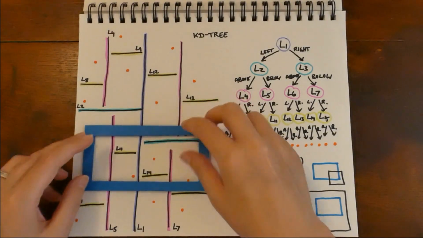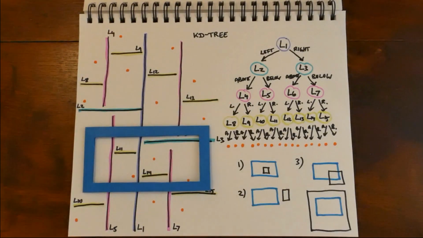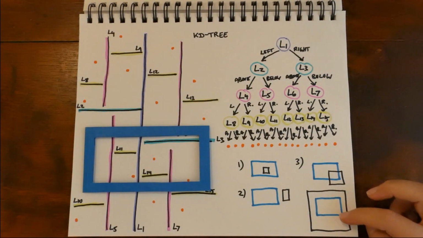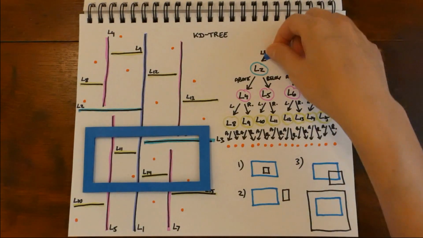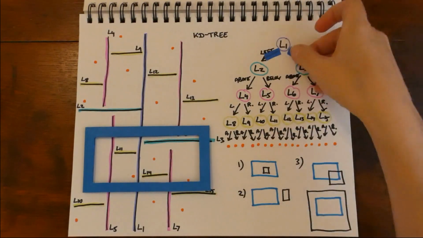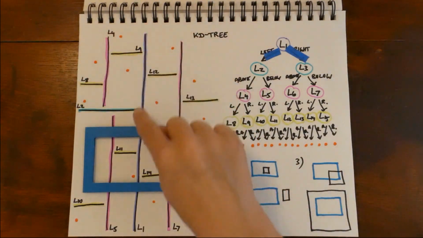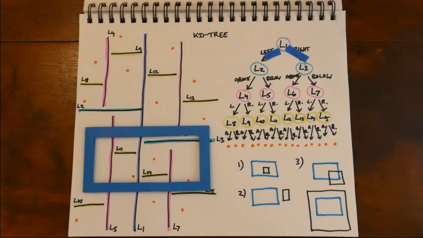So now let's look at an example. So we start at the root, which is the entire plane. So therefore this is case 3. This node contains our rectangle, so we'll have to go both left and right. Now let's look to the left of L1. We have two regions, the region above L2 and below L2.